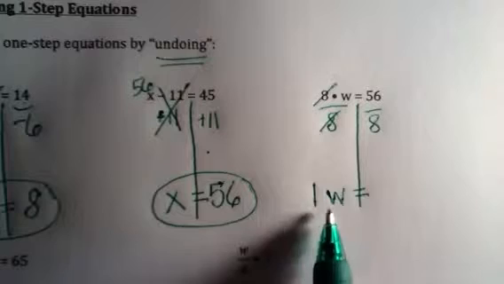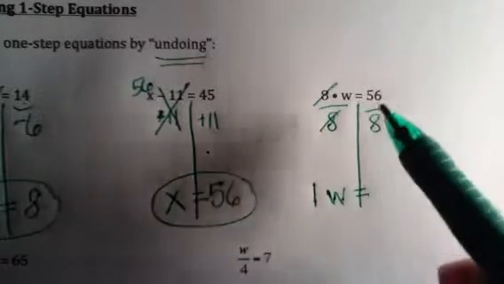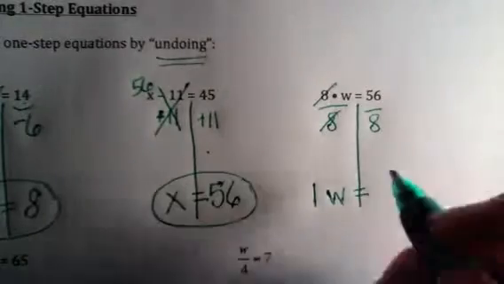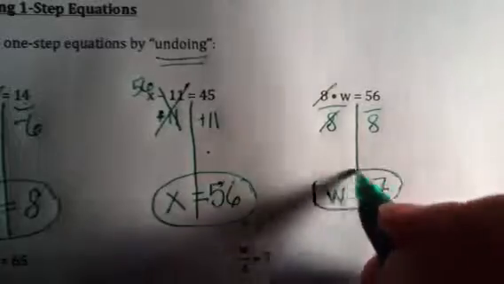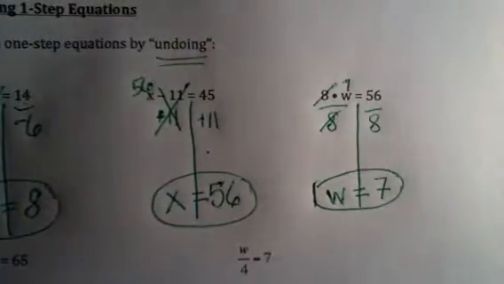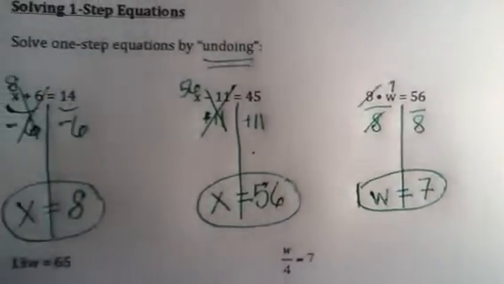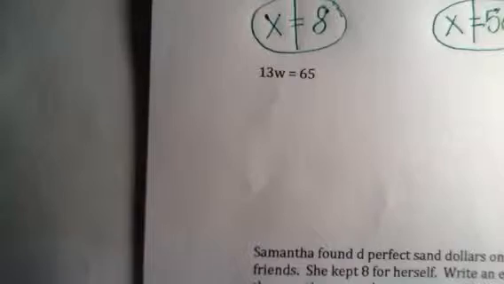We usually would not put a 1. 1w and w are actually the same thing. And then we would do 56 divided by 8 is 7, so we know the answer is 7. We could check it by trying 8 times 7, it really does equal 56, so we know we got it. We have 2 more equations and then 2 word problems.